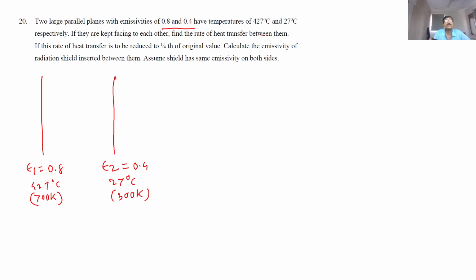If they are kept facing each other, find the rate of heat transfer between them. Okay, so nothing is added in between as a shield. Only two surfaces are there and they have asked you to calculate heat transfer between them, means Q1 to 2. But there is a next case. If this rate of heat transfer is reduced to 1/4 of its original value, means right now there are only 2 surfaces with no shield added, so you calculated the heat transfer rate. Now they are saying that the heat transfer rate is reduced to 1/4 of its original value. Now how will the heat transfer rate reduce? Only by addition of a shield.